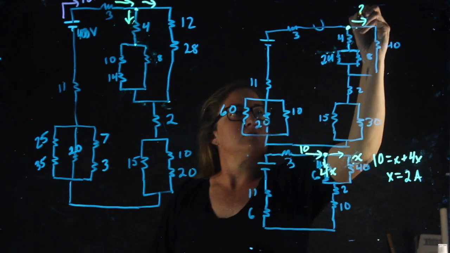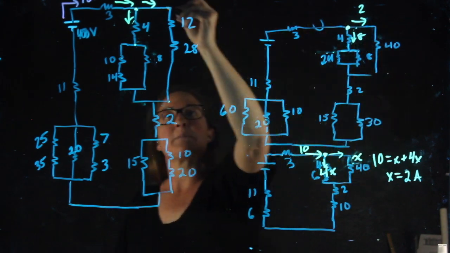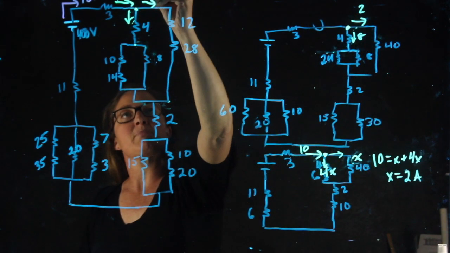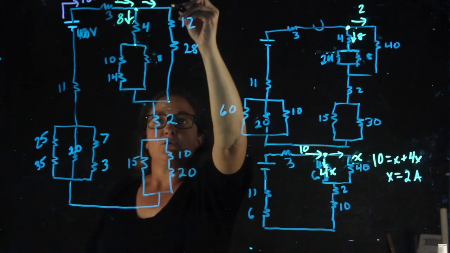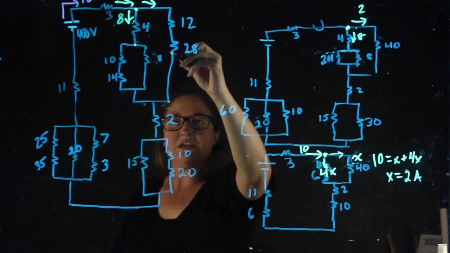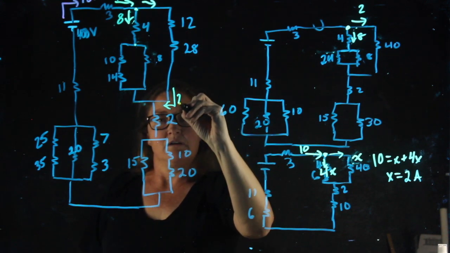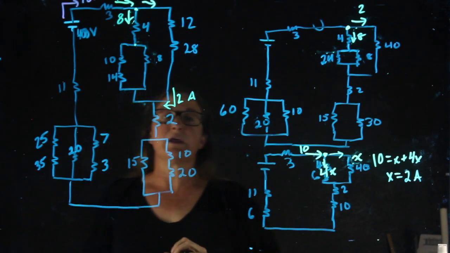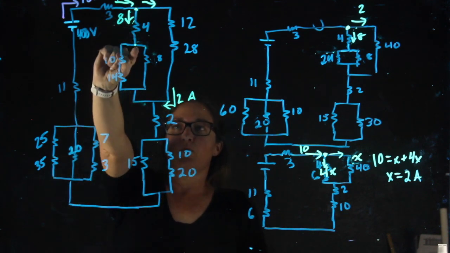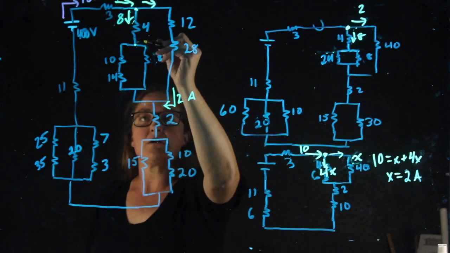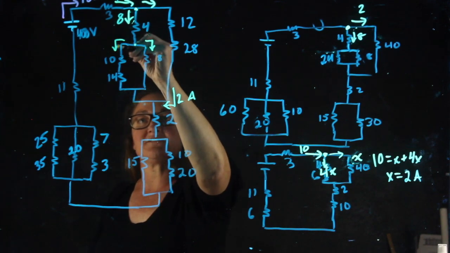This branch gets 2, this branch gets 8. Up here, 2, 8. These 2 amps will travel through each of these resistors and come back here to join up with the other branch. As for this split, when the 8 amps gets to here, it will split.